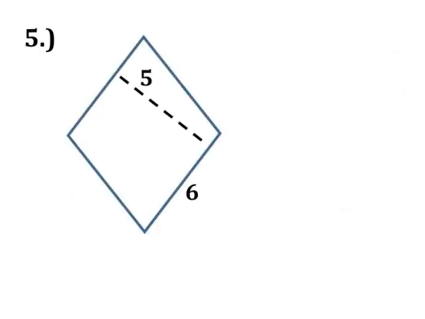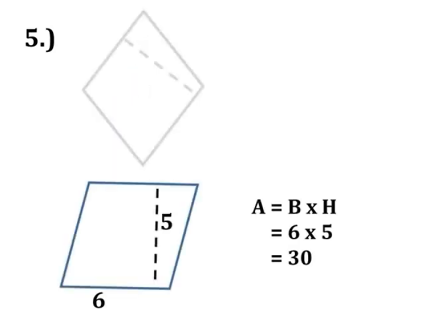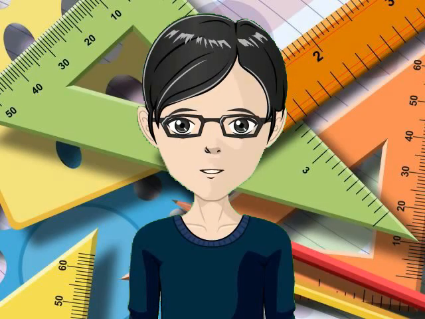Sa number 5, nakatilt ng konti yung rhombus. So itutuwid natin. Base is 6, height is 5. So area is base times height. That is 6 times 5. 6 times 5 equals 30. So the area of this rhombus is 30. Did you get everything right?